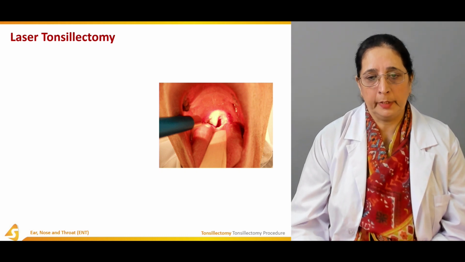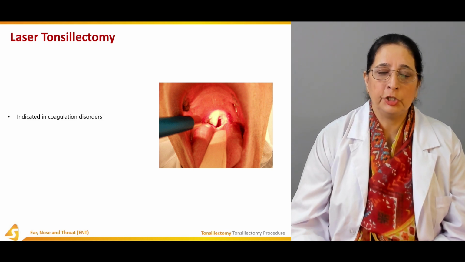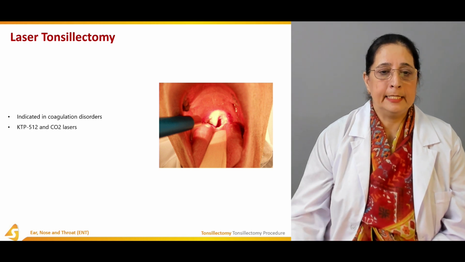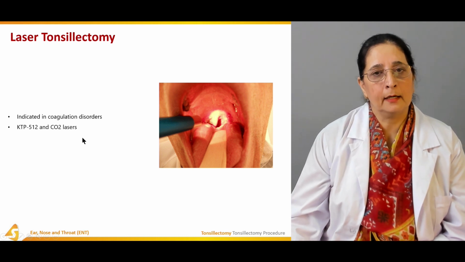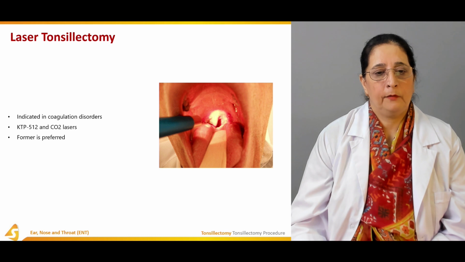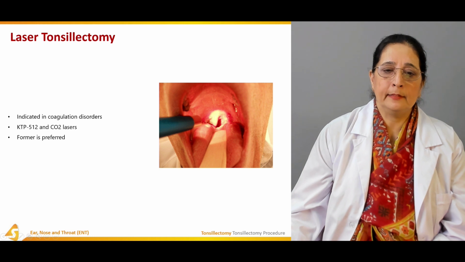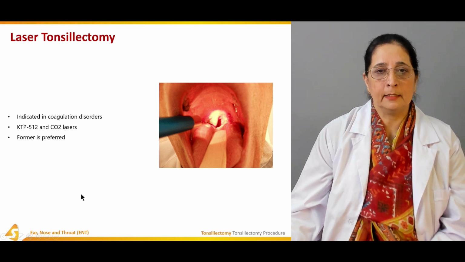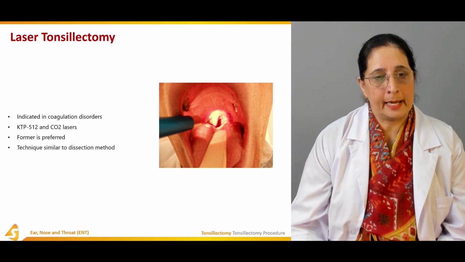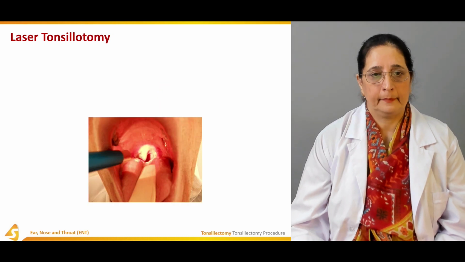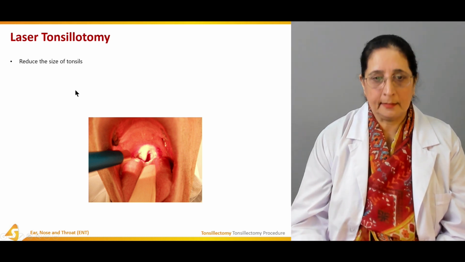Laser tonsillectomy is indicated in coagulation disorders. KTP 512 and carbon dioxide lasers are used. The former is preferred, so KTP 512 lasers are preferred for laser tonsillectomy. The technique is similar to the dissection method of tonsillectomy. It reduces the size of the tonsil as a result of the laser.